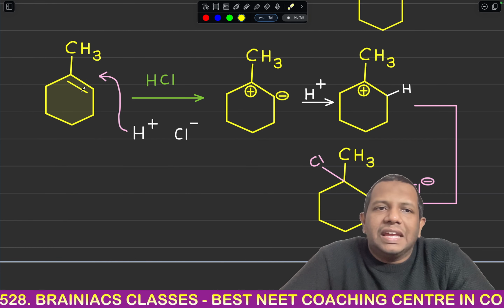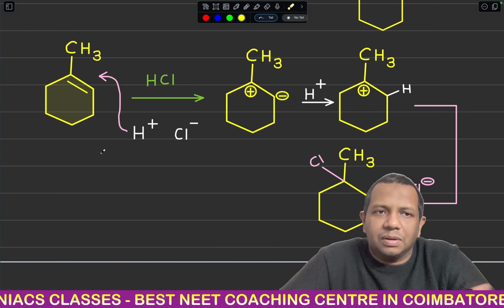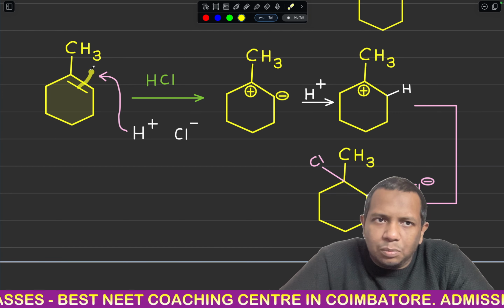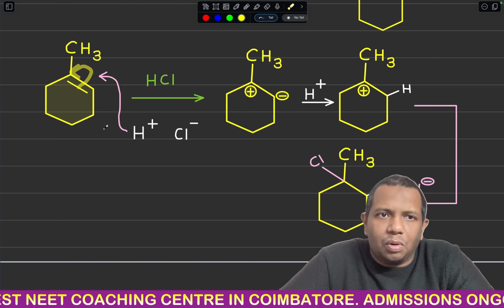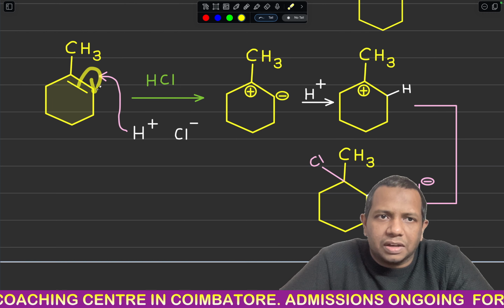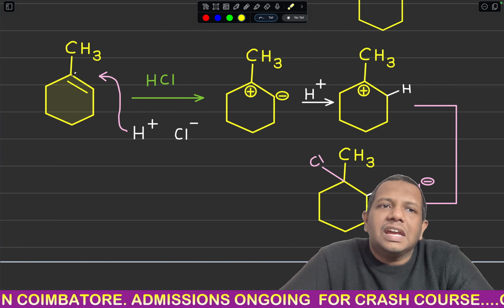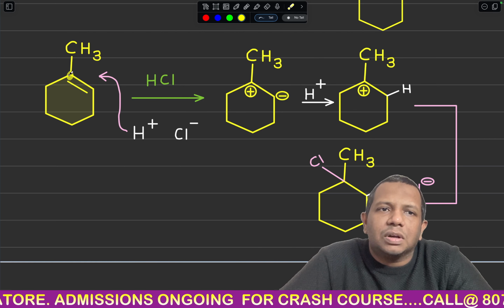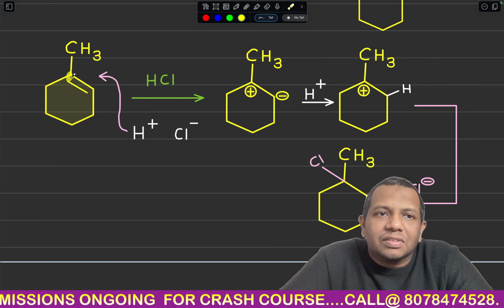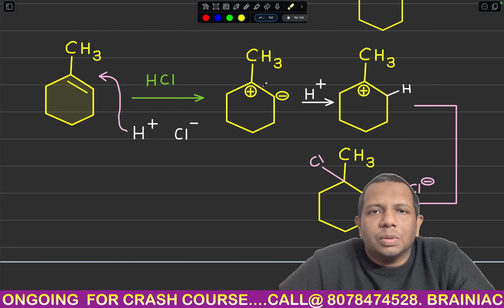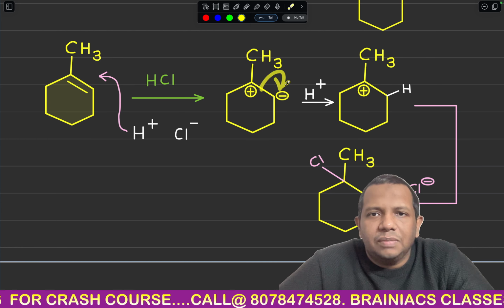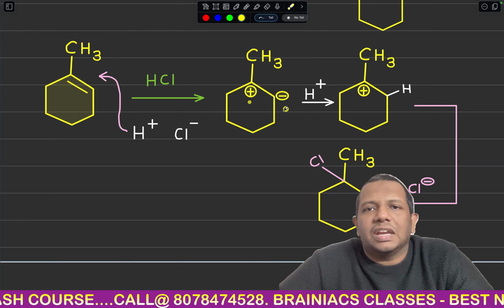So what will happen? Again, this will undergo polarization. Either it can move towards this carbon atom or it can move towards this carbon atom. If it is moving towards the right, what will happen? Automatically, again the plus charge will come at this particular carbon, so that will create a tertiary carbocation. So the polarization will happen in this direction and you will get positive and negative charge.